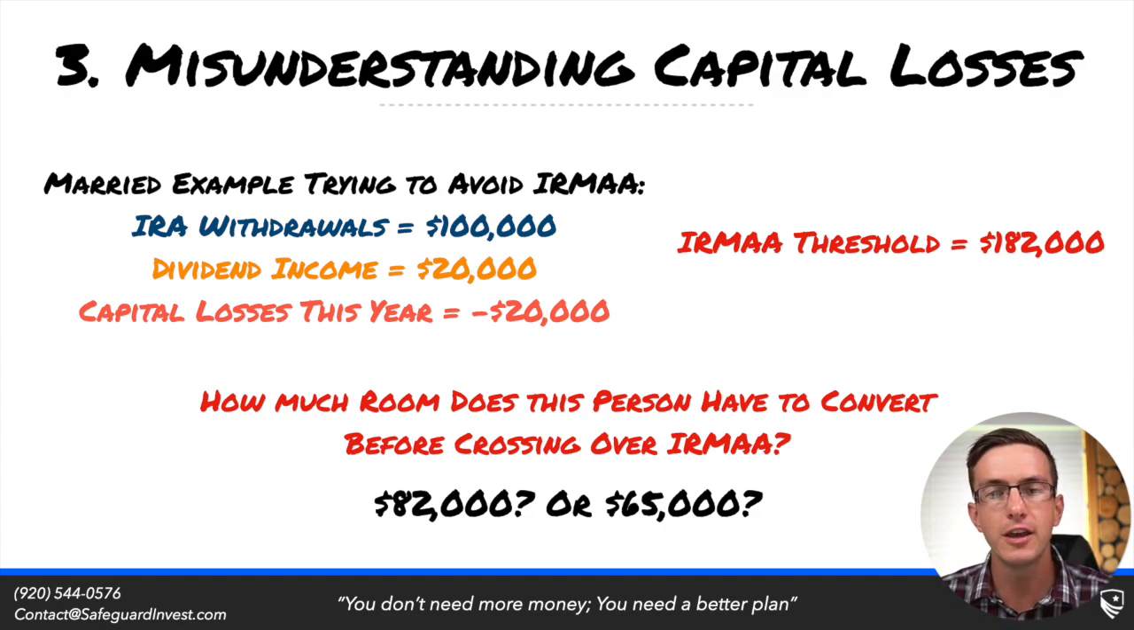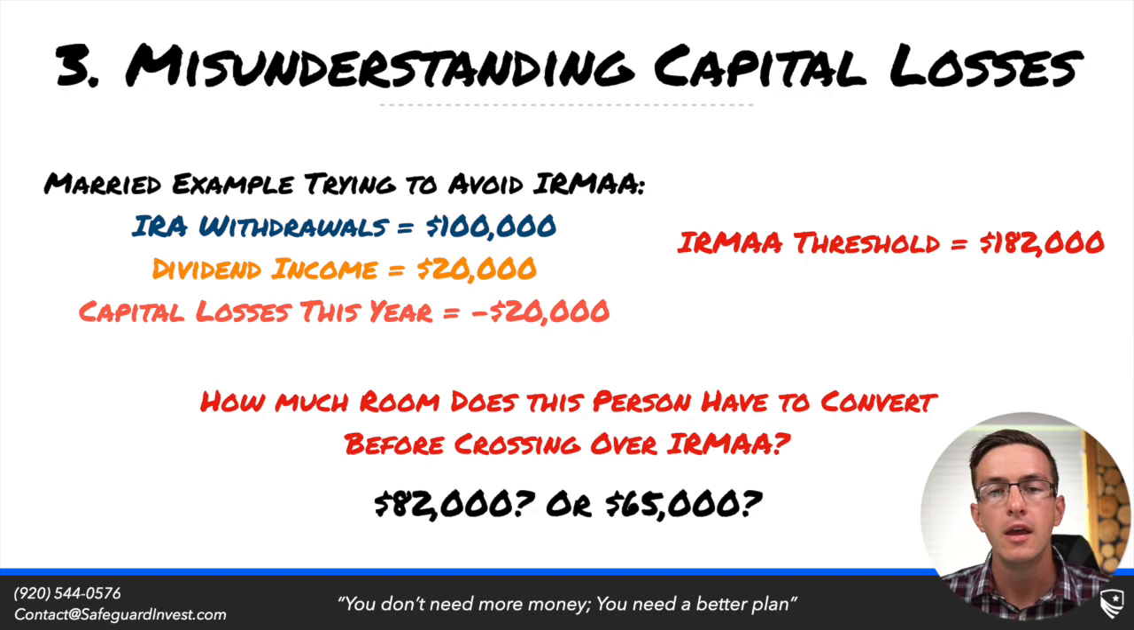And then finally, mistake number 3 is misunderstanding how capital losses work inside of your tax formula. On the screen, we have a married couple that's trying to avoid IRMAA. The IRMAA threshold they're trying to avoid is $182,000 of modified adjusted gross income, and they don't get to take out the standard deduction. It's important to note that IRMAA is a tax cliff, so they want to make sure they don't go even a dollar or a cent over that given tax cliff.